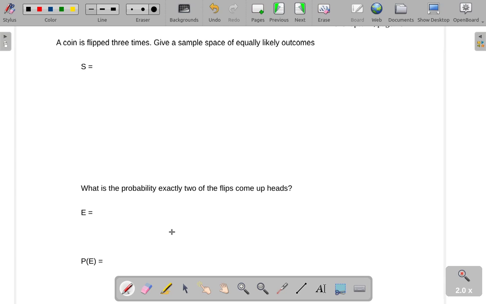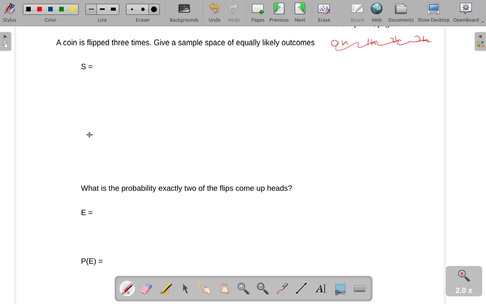A coin is flipped 3 times, give a sample space of equally likely outcomes. Well, one thing we would not want to do is just say we could get 0 heads, or 1 head, or 2 heads, or 3 heads, because these are not all equally likely. So that's not a good way of going about this.